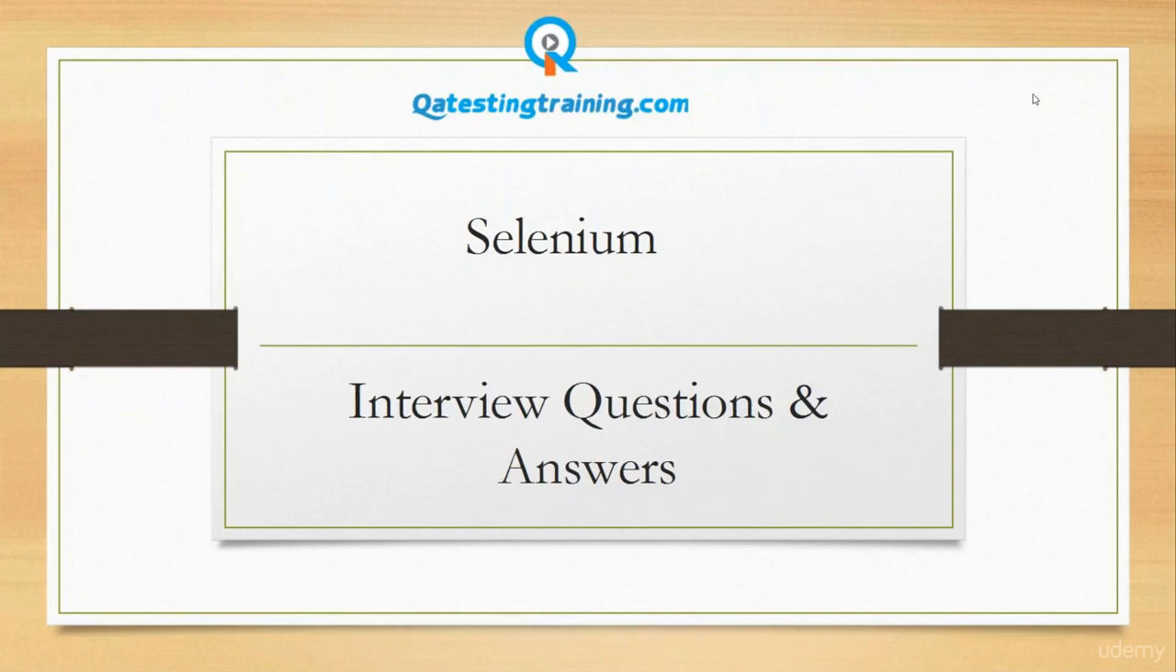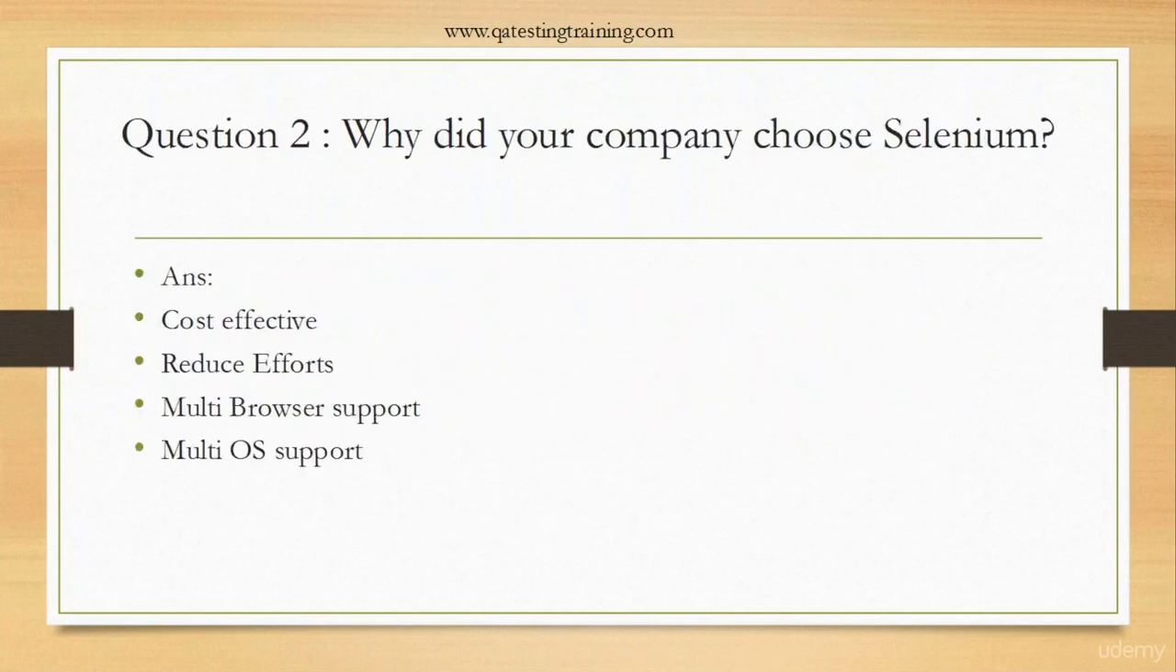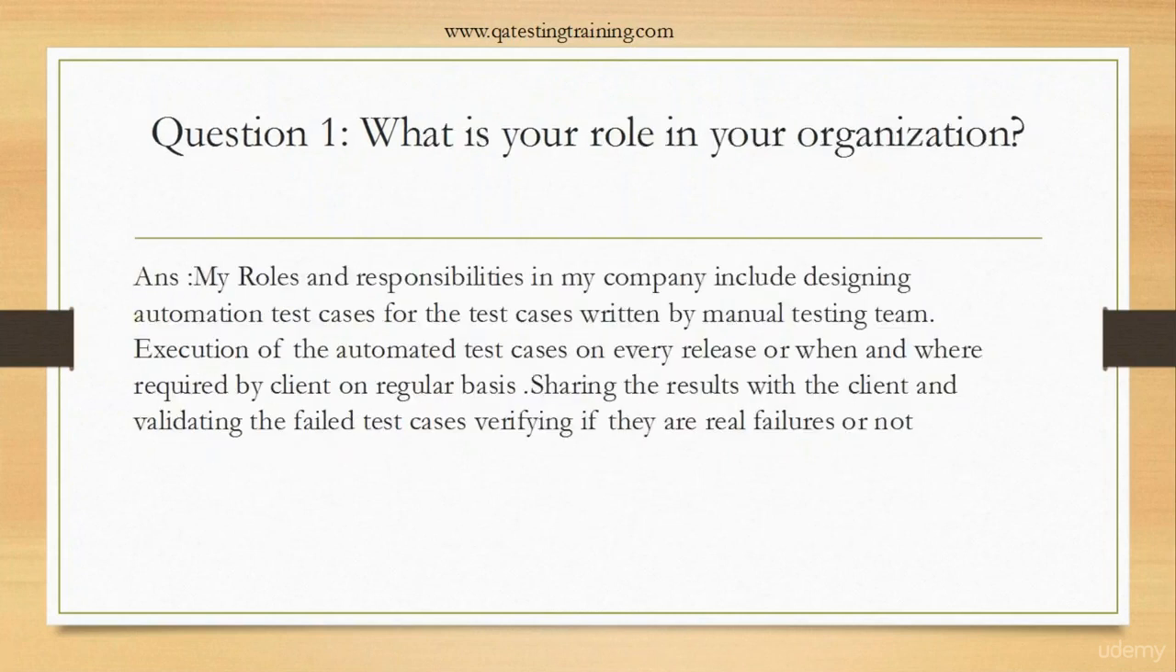So the first question is: what is your role in your organization? When you get a requirement, be careful when you are reading your requirements and when you are answering. If it is pure manual, never talk anything about automation. If it is half manual and half automation, your approach of telling it in the interview differs.